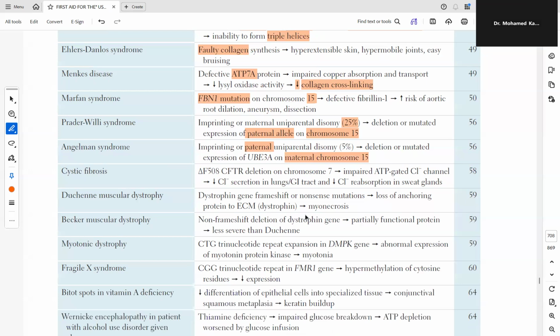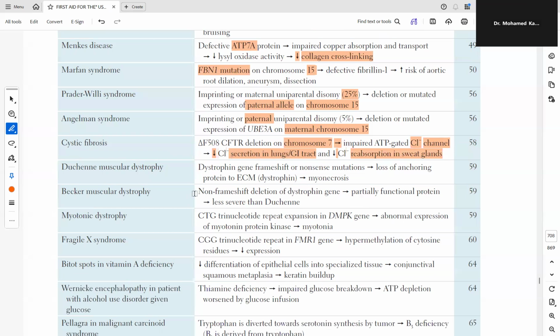Cystic fibrosis is a delta F508 deletion in the cystic fibrosis transmembrane regulator on chromosome number 7, with an impaired ATP-gated chloride channel. It mainly affects the respiratory system. Reduced chloride secretion in lungs and GI tract, and reduced chloride reabsorption in sweat glands. So it will cause thick secretions and other complications.